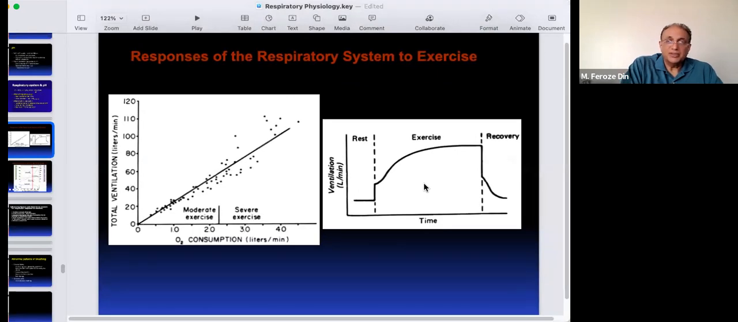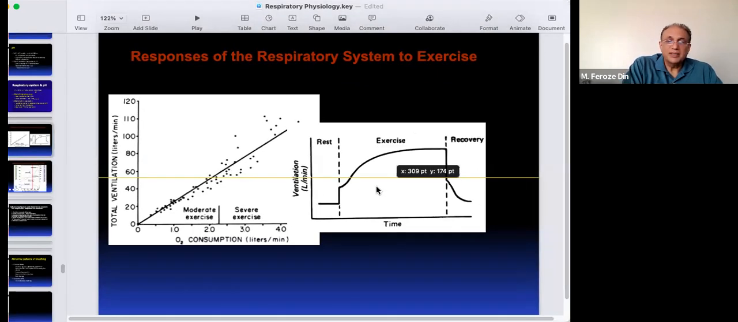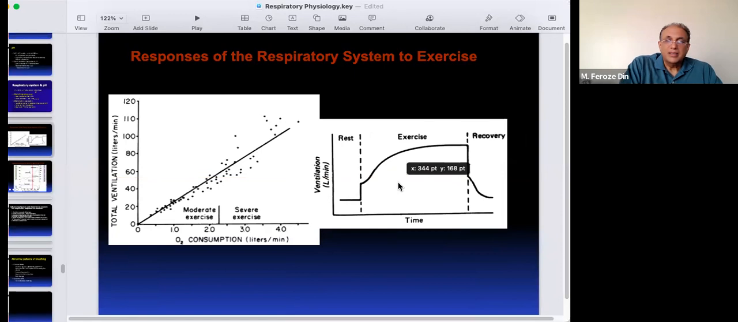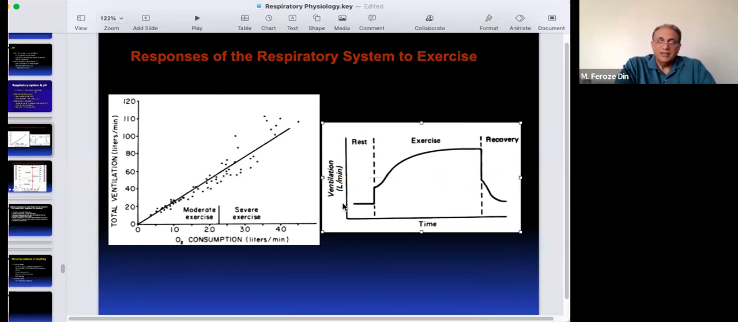But this is one of my favorite graphs, which I'll just try to bring to the center. This graph shows the ventilation rate before, during, and after an exercise. So let's see what happens. One is resting, and the respiratory rate, let's say, is going on at a particular rate, let's say 12 per minute.